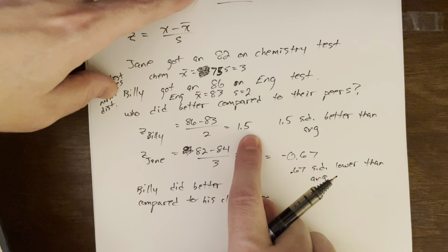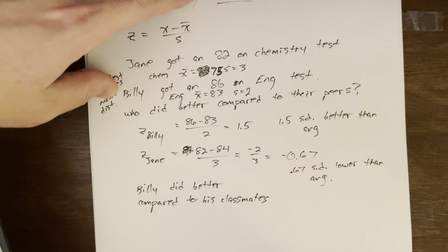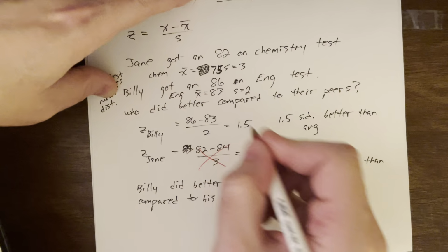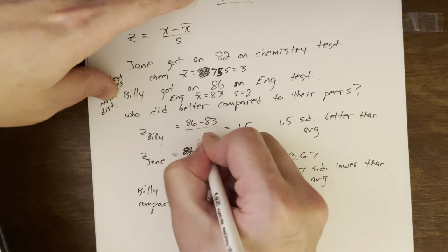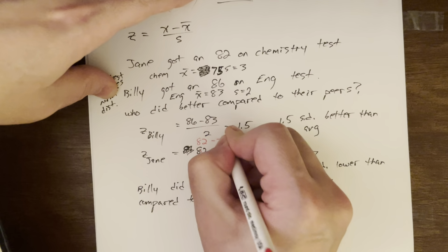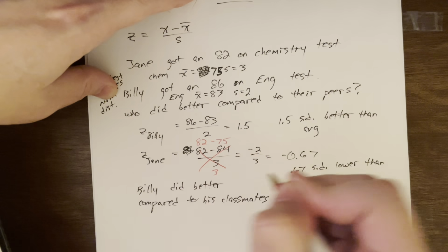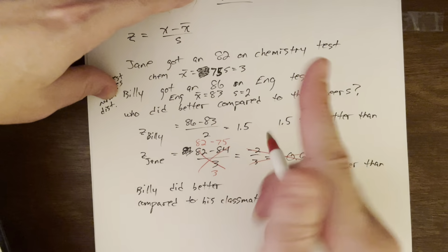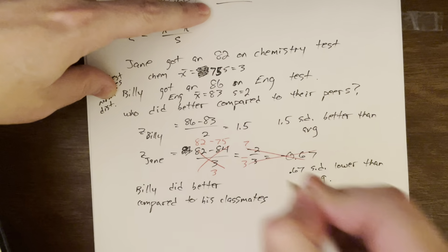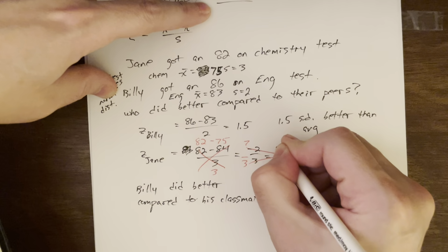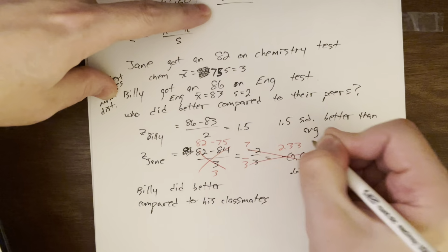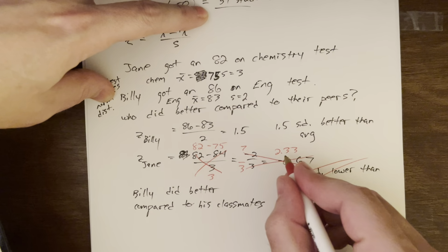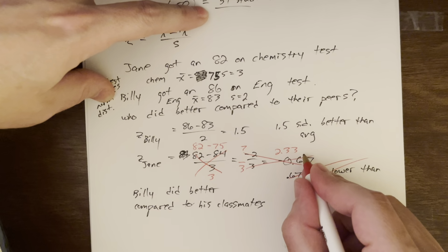So I didn't change anything for Billy. So he still is 1.5 standard deviations better than average. But now let's fix Jane. With that new information, she still got an 82, but now the average score is a 75, and we still have the standard deviation of 3. So I get 7 over 3, and that'll be positive 2.333 forever. So now with that information, she did a little more than 2 standard deviations better.